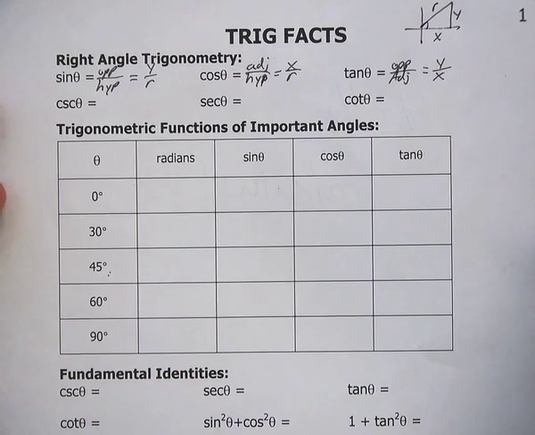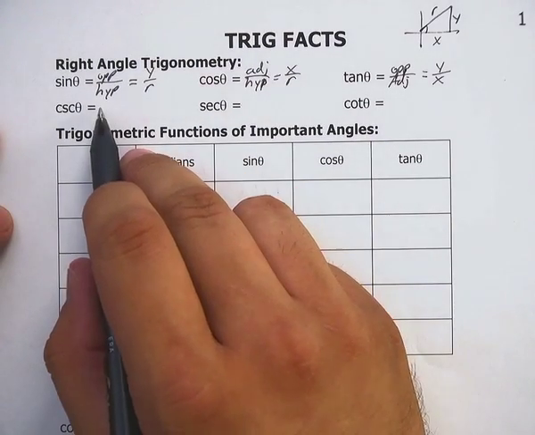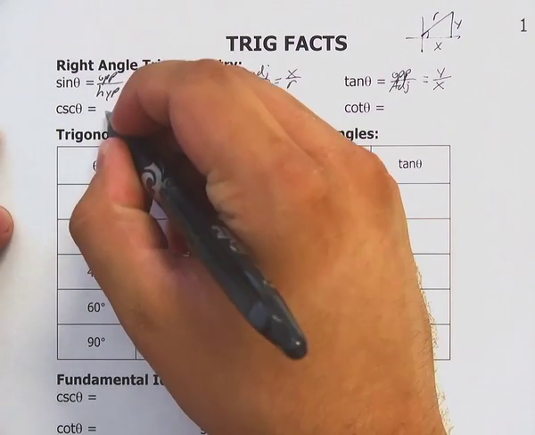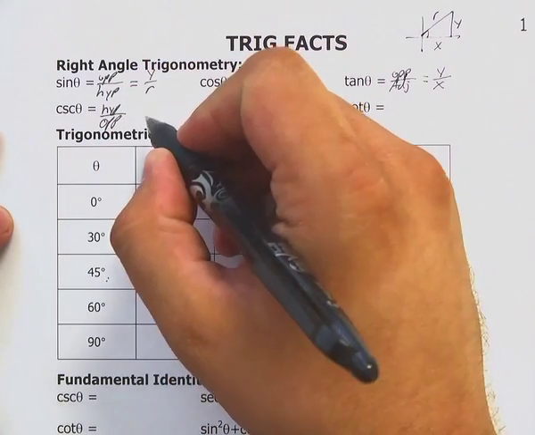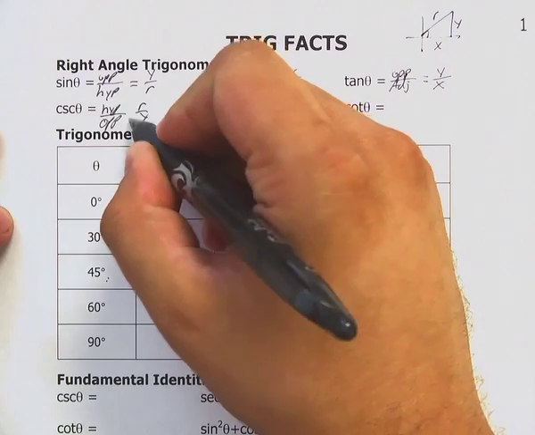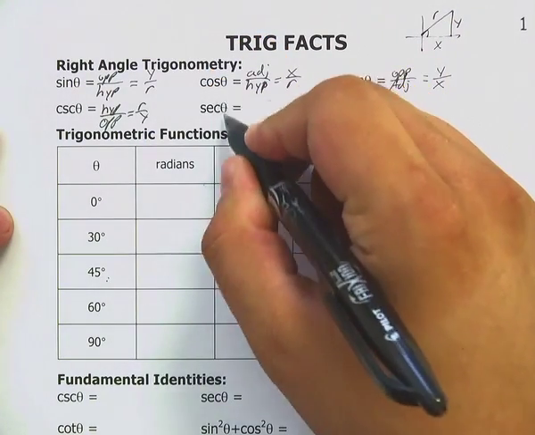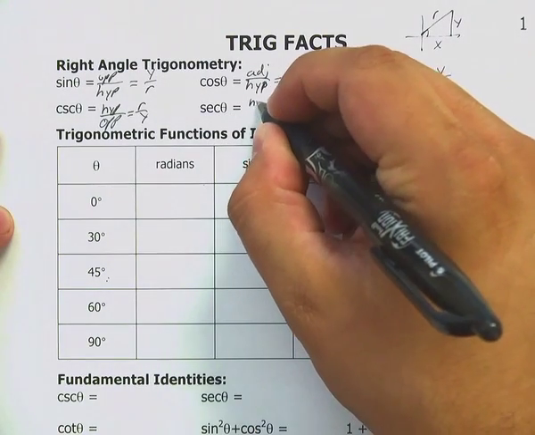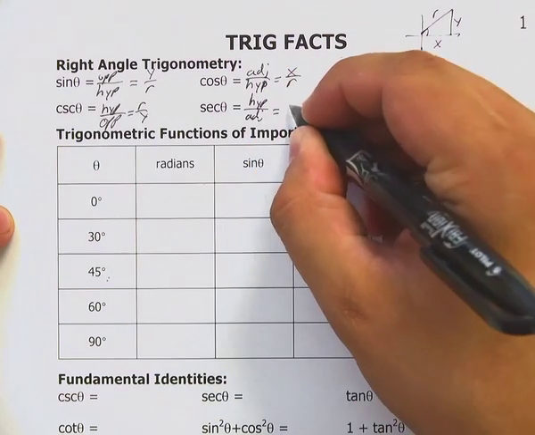Now cosecant, again, most of y'all probably remember this. Cosecant, very simple. You just take your sine and you flip it. So instead of opposite over hypotenuse, you've got hypotenuse over opposite, which is r over y. Secant is going to be the reciprocal of cosine, so it's going to be the hypotenuse over the adjacent, or r over x.